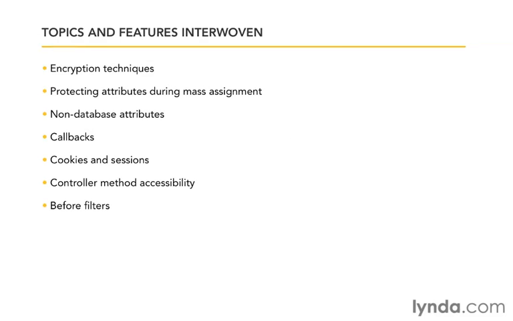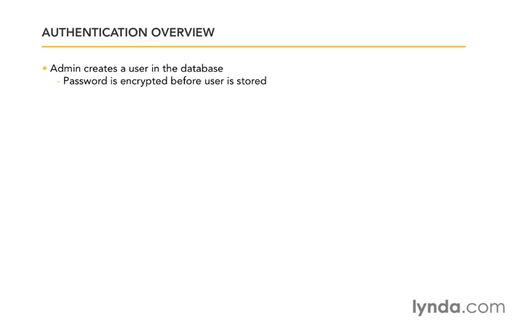And before we dive into actually implementing the different parts of authentication, let's begin by getting a 1,000-foot overview of how the login process works. So to begin with, an admin is going to create a user in the database. So they're going to create their username, they're going to create their password. And the password will be encrypted before it's stored in the database. At that point, the user has the credentials they need to log in. The database now knows who they are and it's ready for them.